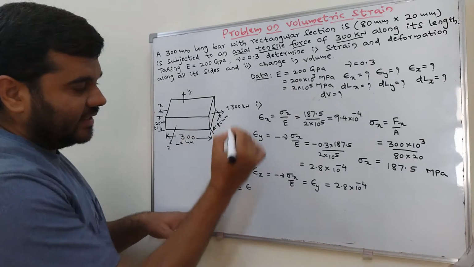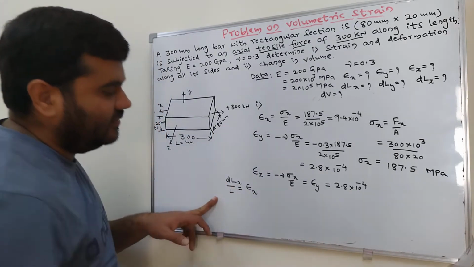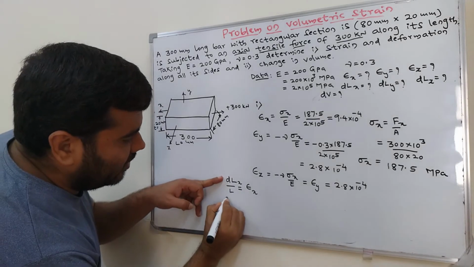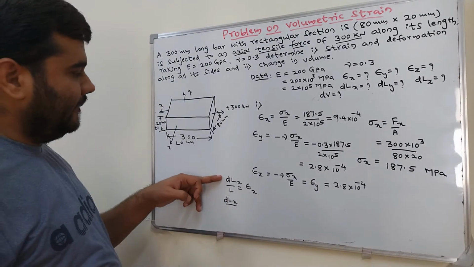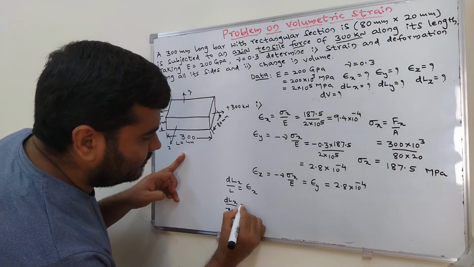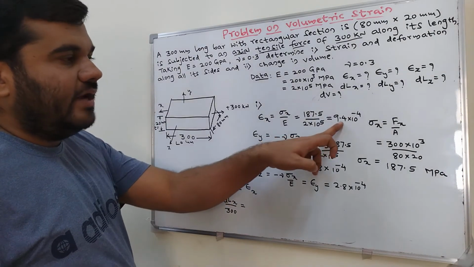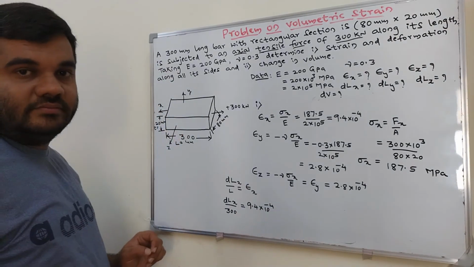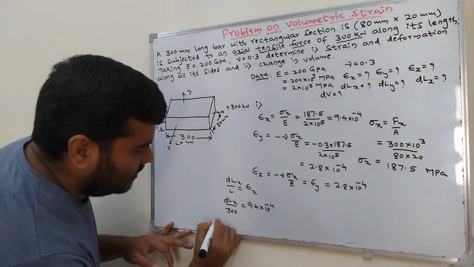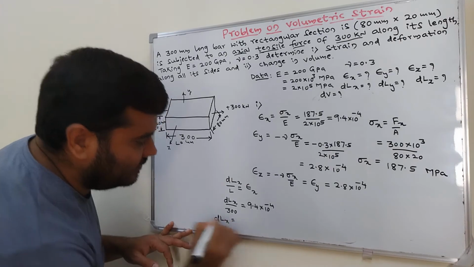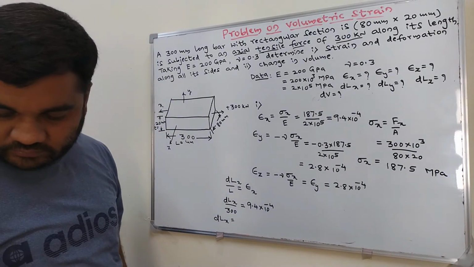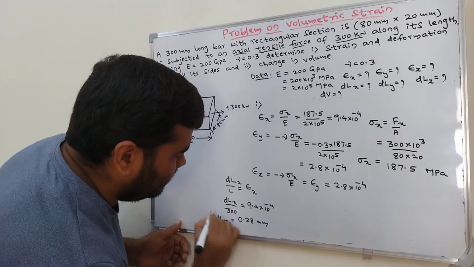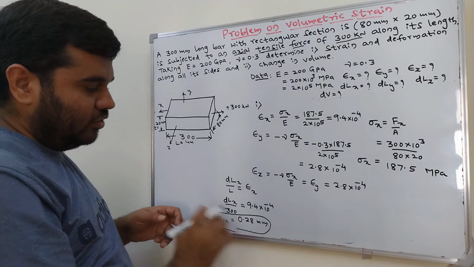So if you consider along the x direction, this is strain in x direction, change in length in x direction divided by the length. This is the length, so substitute here. Change in length in x direction divided by length, which is 300 millimeter, equals strain in x direction, 9.4 into 10 raised to minus 4. After simplification, the deformation or change in length in x direction equals 0.28 millimeter. So in x direction it is deformed by 0.28 millimeter.